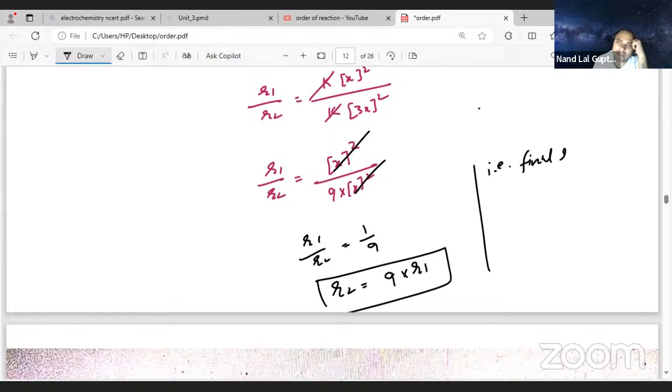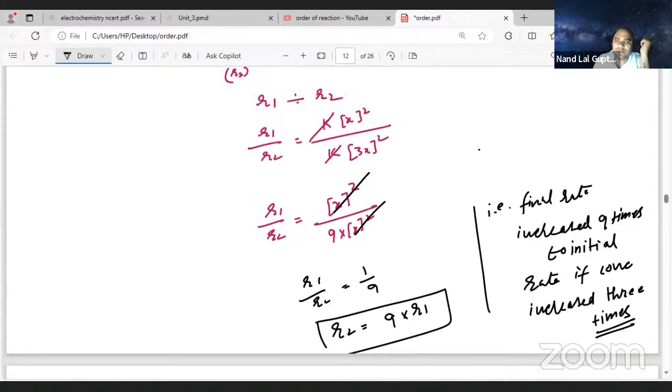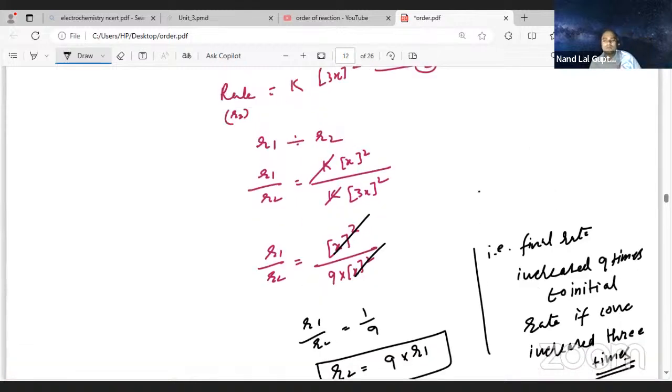That is the final rate, increased 9 times to the initial rate, if the concentration is increased 3 times. Please try to understand. Done. Yes. Okay.